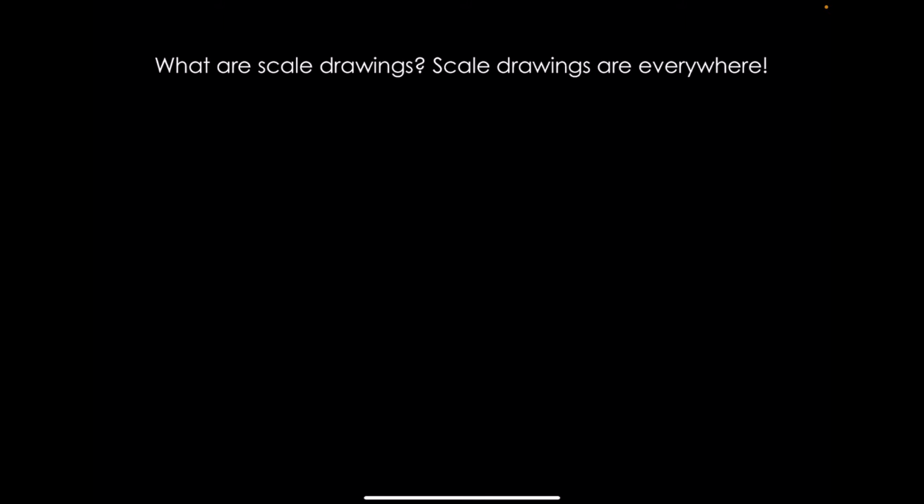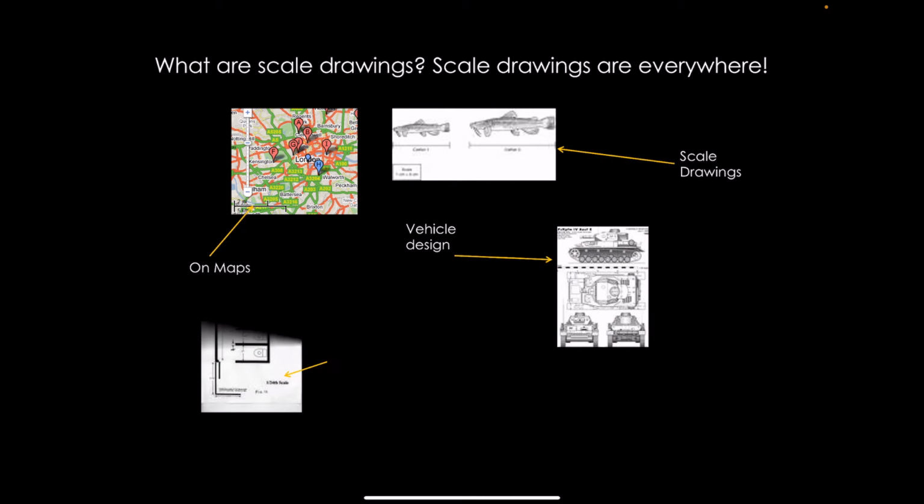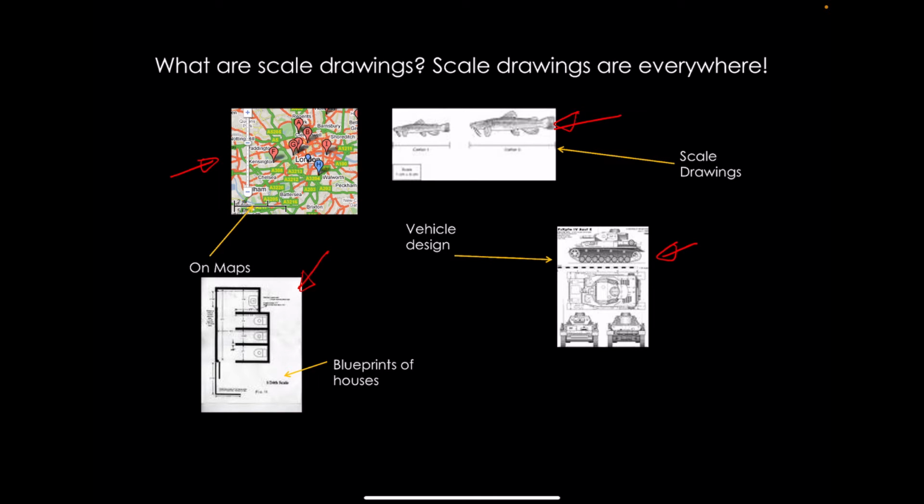Scale drawings can be used for loads of things, and one of the main things you're going to have to use scale drawings for are maps. Okay, so maps or blueprints of houses. So they're the main types of scale drawings you're going to look at in functional skills and what you would get in your exam. However, scale drawings can also be used for vehicle design, as well as, you know, this one here of different types of fish. So they could be used for a lot of different things.